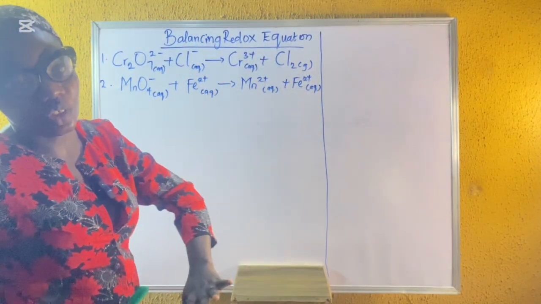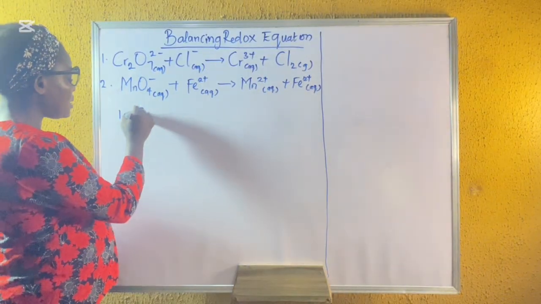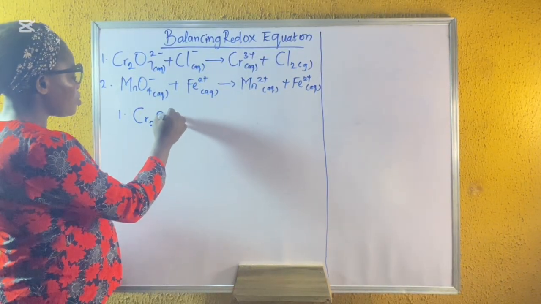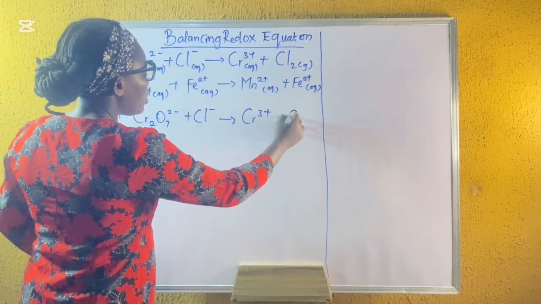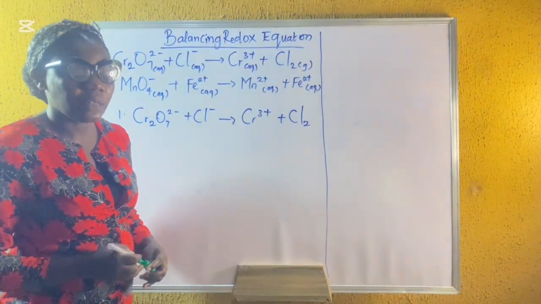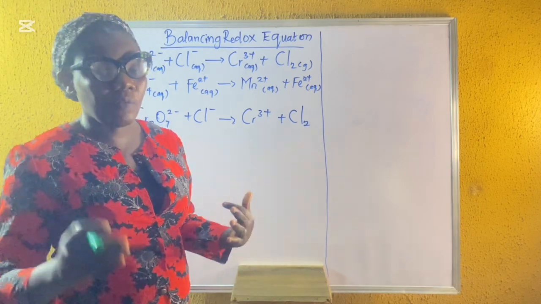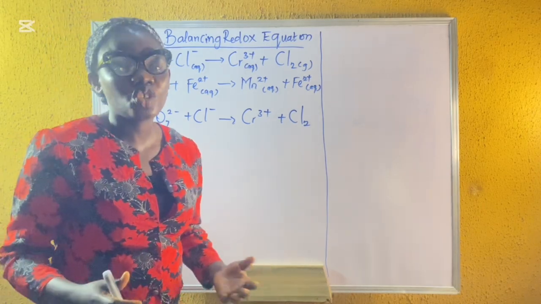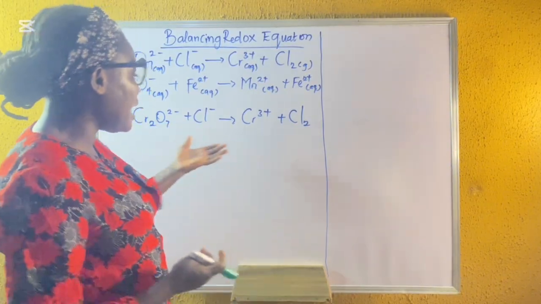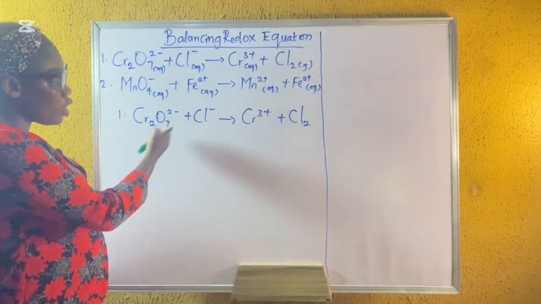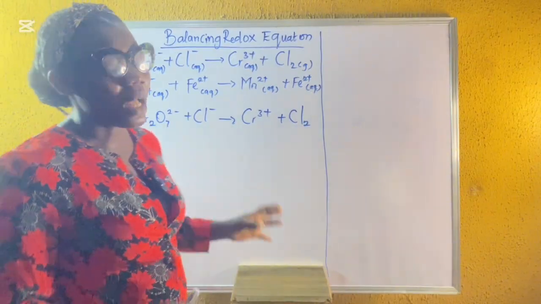Balancing of redox equations. We're going to be balancing two redox equations. The first one is Cr2O7 2- plus Cl- to give Cr3+ and Cl2. I said in my last video that there are some equations where we cannot really identify if there is a loss or a gain of oxygen, and at that point we have to use oxidation numbers. Here comes an equation where there is no loss or gain of oxygen, or loss or gain of hydrogen. Then we'll be using our oxidation number.